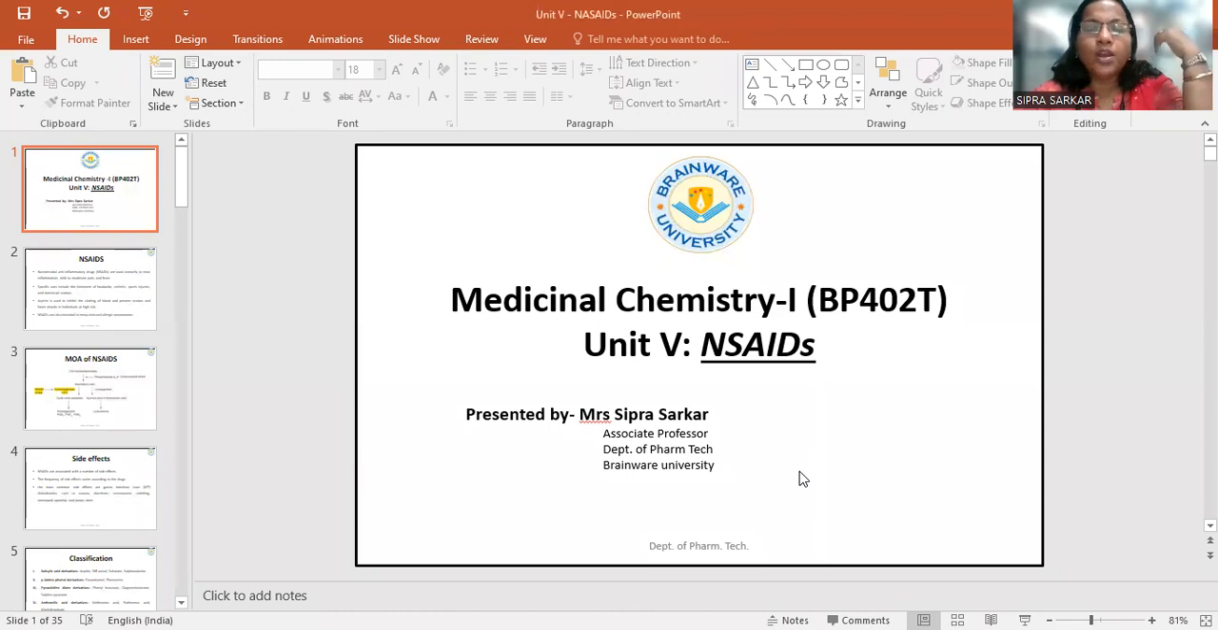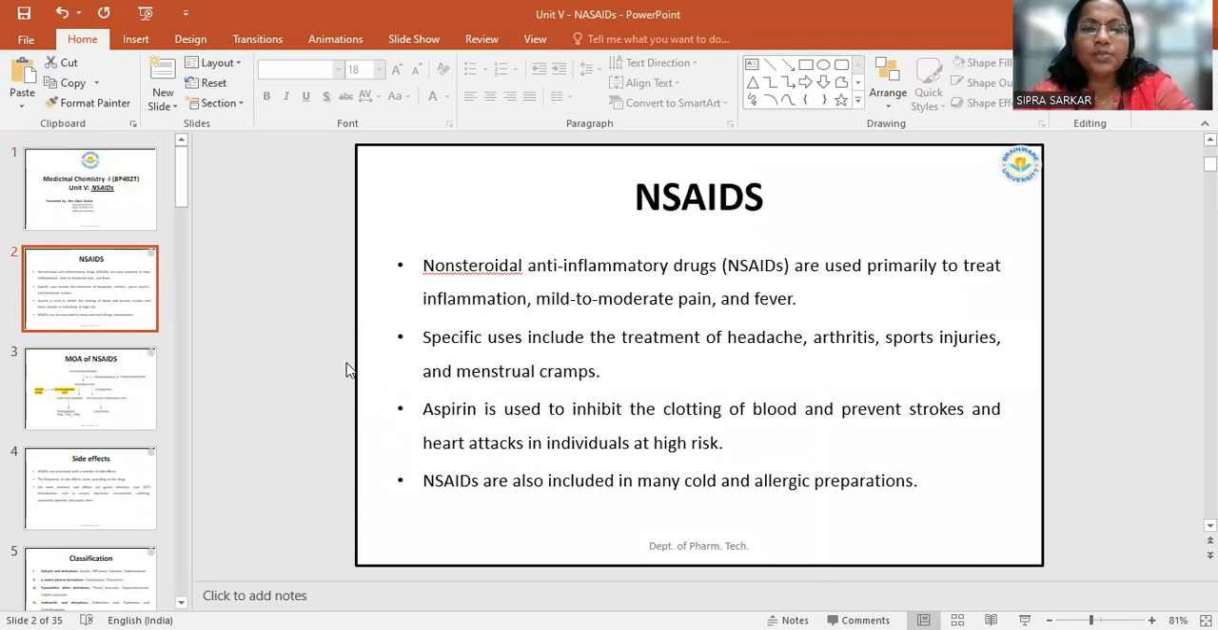Good morning, students. Today I will be discussing NSAIDs, that is for Medicinal Chemistry, fourth semester, PP 402T. First of all, we should know what NSAIDs are. NSAIDs means non-steroidal anti-inflammatory drugs, used primarily to treat inflammation, mild to moderate pain, and fever.